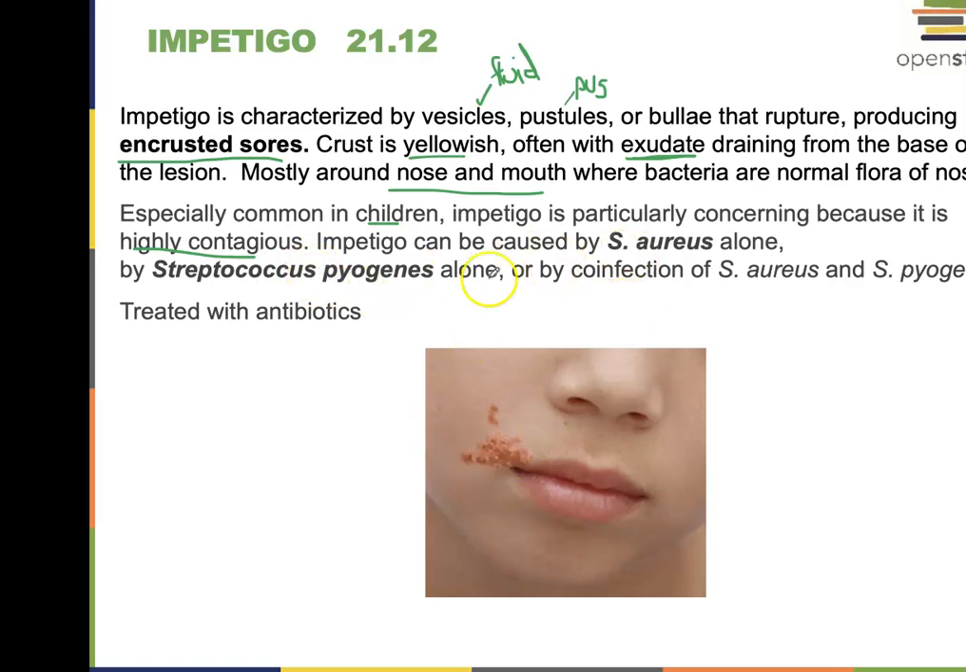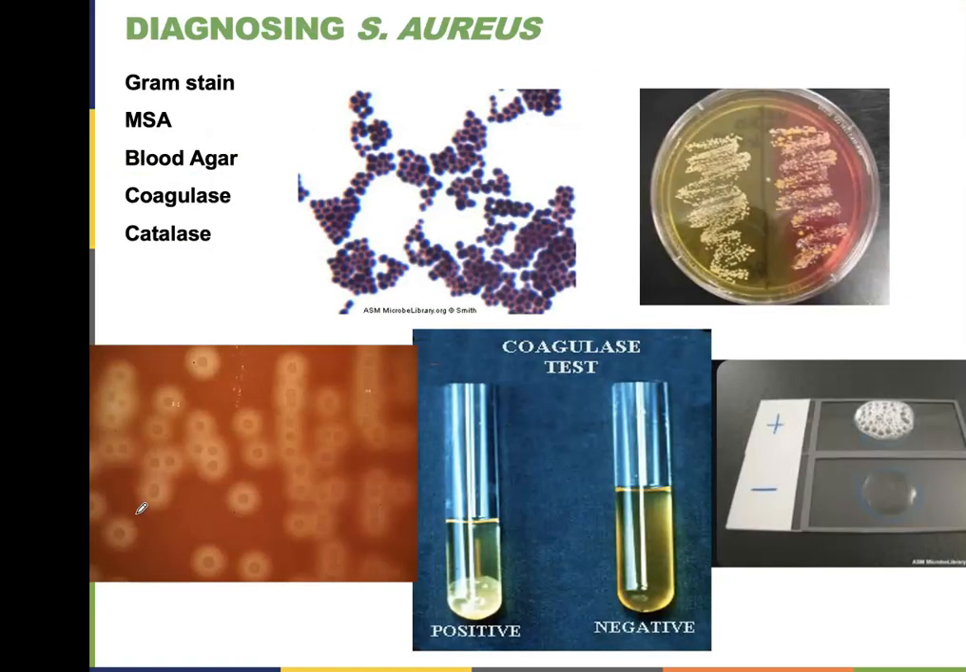You can see that there are 2 bacteria that are the most prevalent causes of impetigo. So we have Staph aureus and we have Streptococcus pyogenes. Those are the 2 we're talking about. Or you can be unlucky and have a co-infection of both of them. Okay, so they're treated with antibiotics. It clears up without scarring.